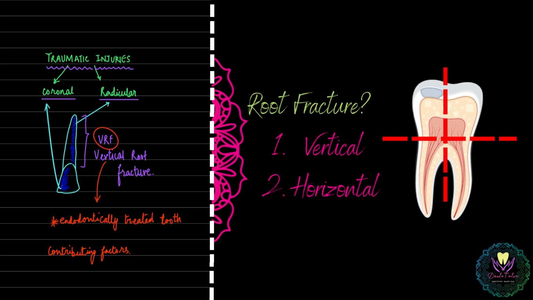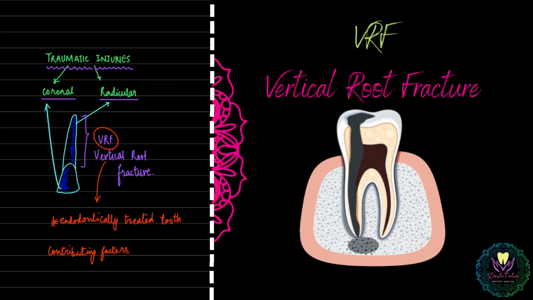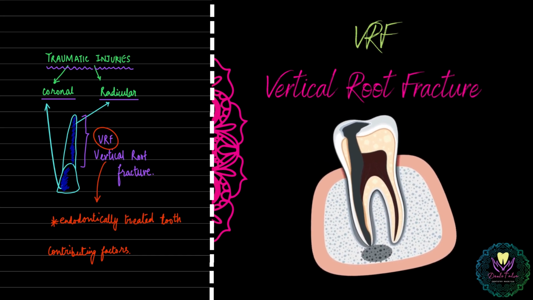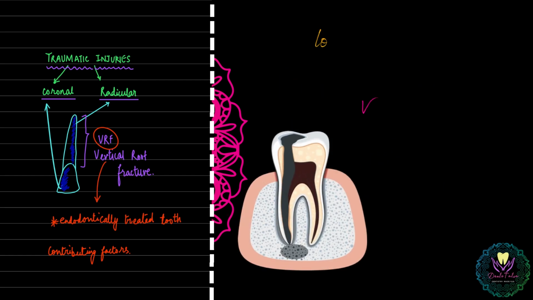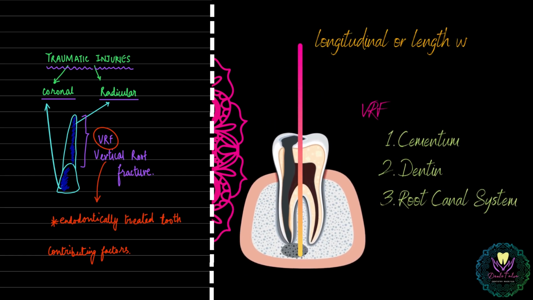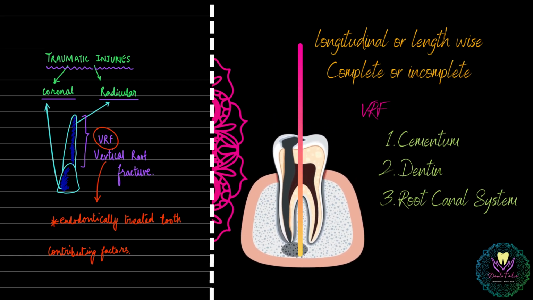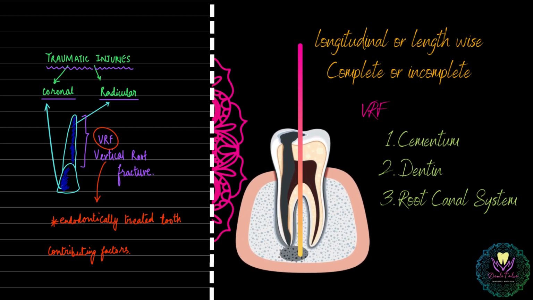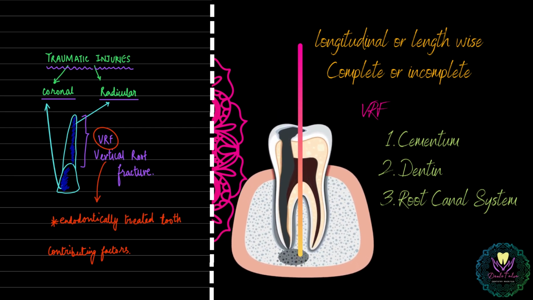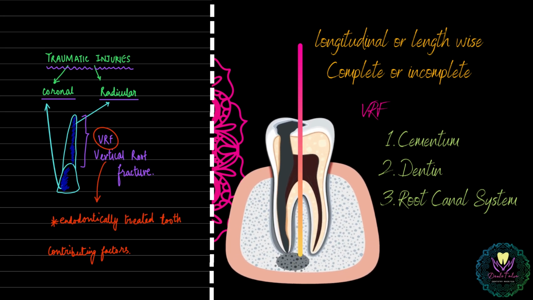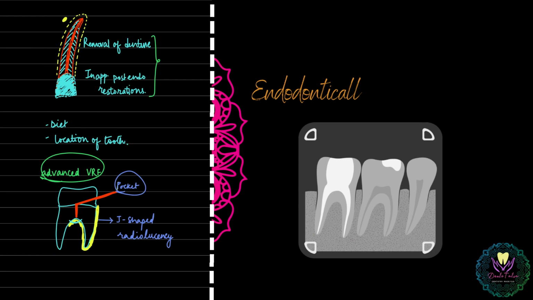So it could be a fracture related to the root, a category known as a vertical root fracture, which is a longitudinal fracture involving the cementum, dentine and the root canal system of a root. A fracture that extends longitudinally or axially, involving the tissues of the root, that is cementum and dentine, and even the root canal system, is known as VRF or vertical root fracture. It is mostly seen in cases wherein the tooth has recently, or maybe in the past, received root canal treatment.